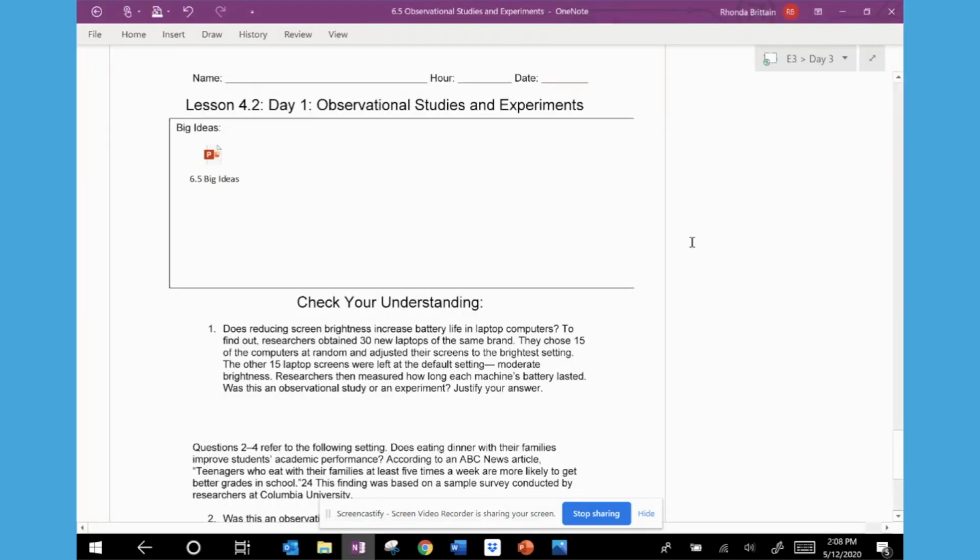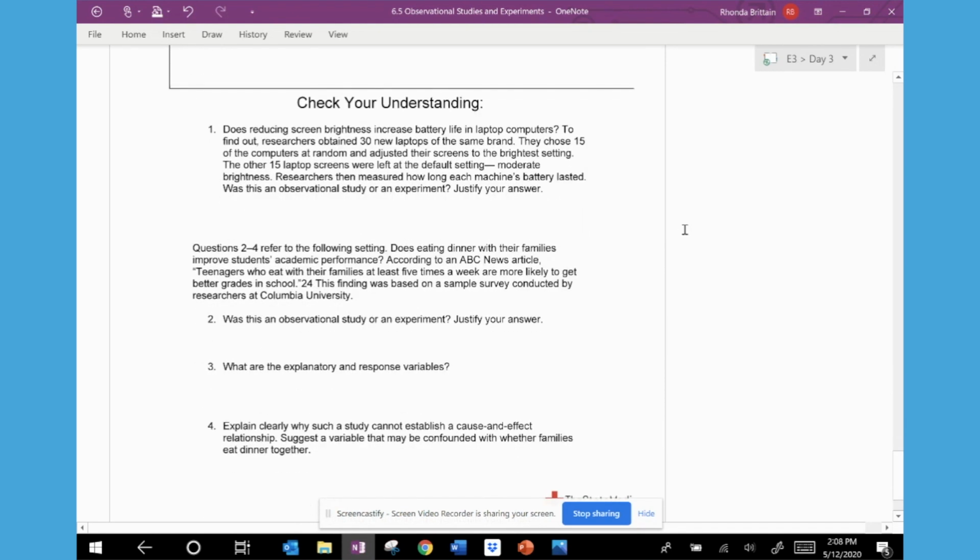So now that we've completed the annotated notes in the margins and also the big ideas, please complete the Check Your Understanding. There's just a couple of questions that will apply what was learned in this lesson.